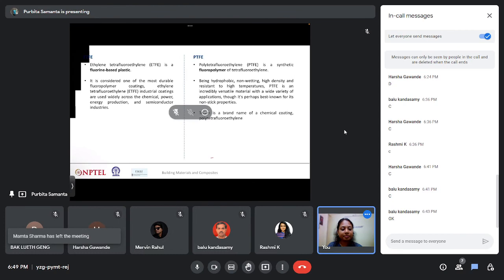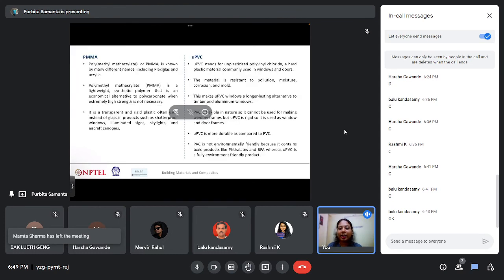Okay. So next we have PMMA. PMMA is basically polymethyl methacrylate, and in short form we call it PMMA. And there are different other names. We call it acrylic. We call it plexiglass as well. This is also a synthetic polymer which is very light in weight, and also very economical to use, especially in places where we do not need any kind of high strength. There you can easily use it.